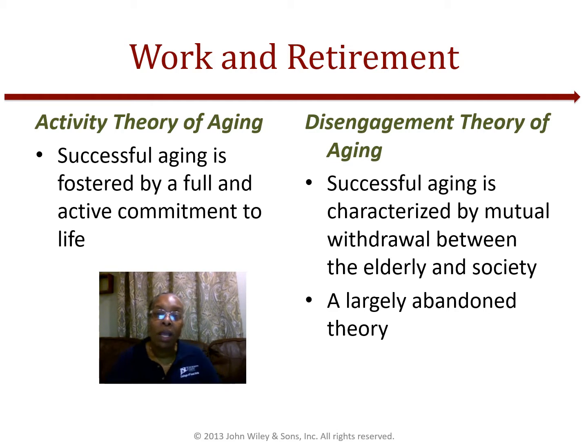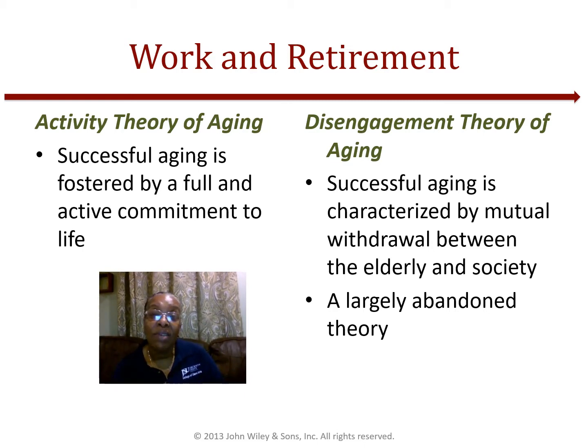Now, according to the activity theory of aging, successful aging appears to be most strongly related to good health, control over one's life, social support systems, as well as being able to participate within the community and social activities.